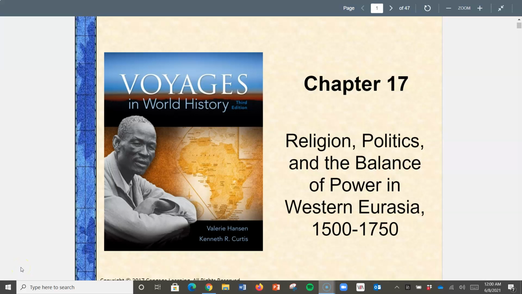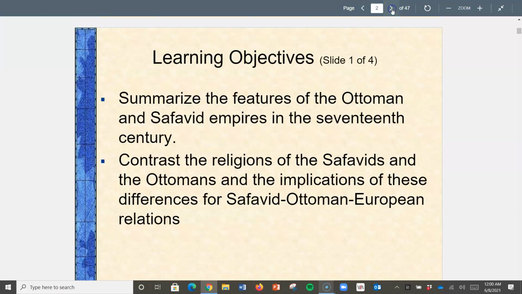All right, I want to do a quick run through of chapter 17 and give you some of the basics that you need to be looking through or looking for as you do your reading. There actually are several big things that you need to be looking at as you work your way through this chapter. Okay, let's look at the objectives real quick.